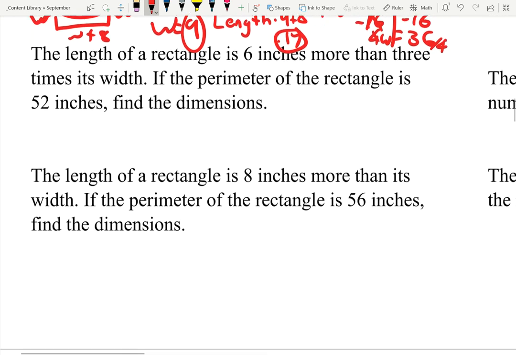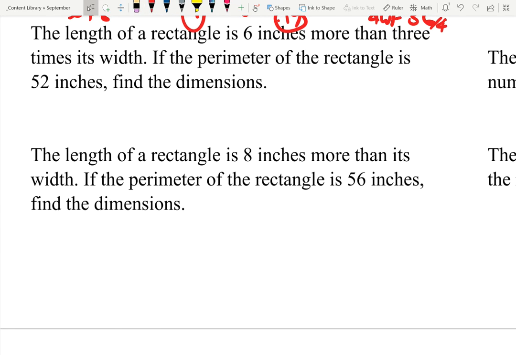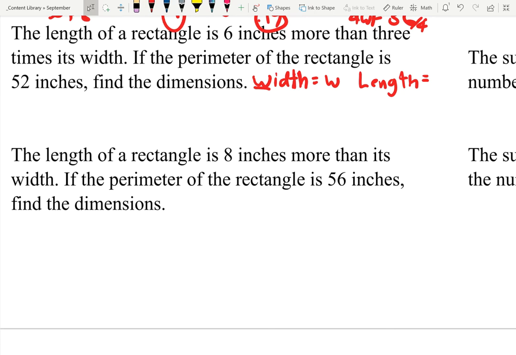Let's talk about this next problem. We'll see how similar or different it is. So the length of a rectangle is 6 inches more than 3 times its width. Okay, the perimeter is 52 inches. Remember, we have to establish what we are going to call the width and what we are going to call the length. So we don't have any information about the width, so just like before, we can call it w, plain old w. Now, the length we have to be very careful about.